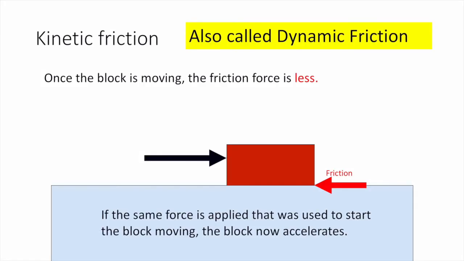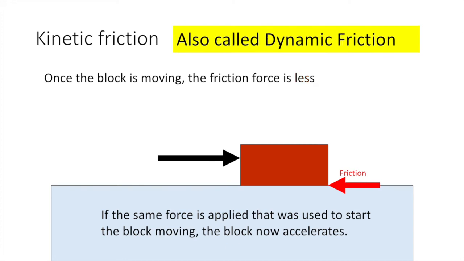Once the block begins to move, the friction force goes down considerably. This is now called kinetic friction. Now the friction that is in the opposite direction of the applied force is called a different name. So if the same force is applied that was used to start the block moving, the block will now begin to accelerate.